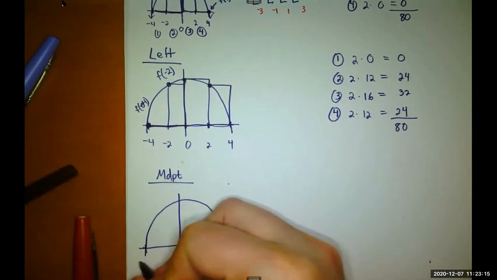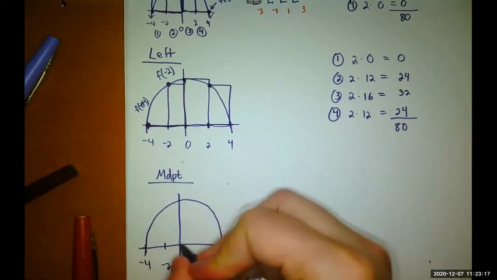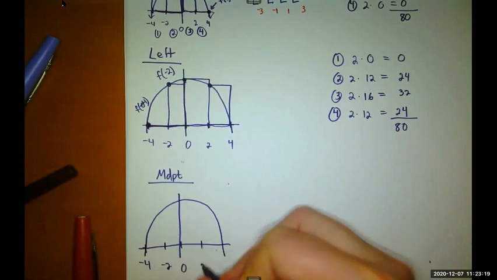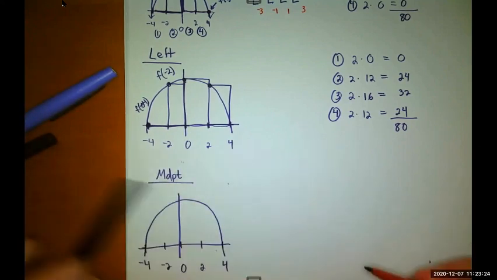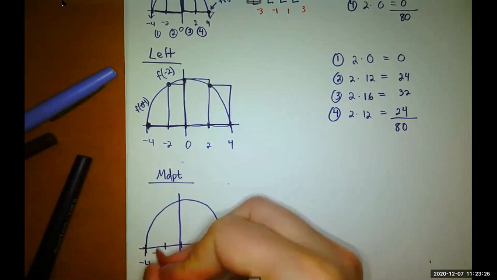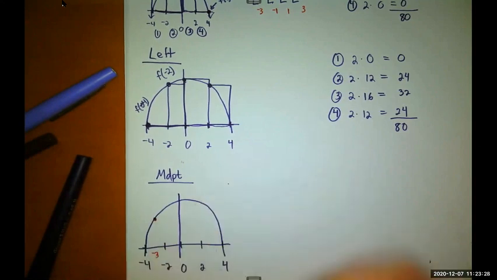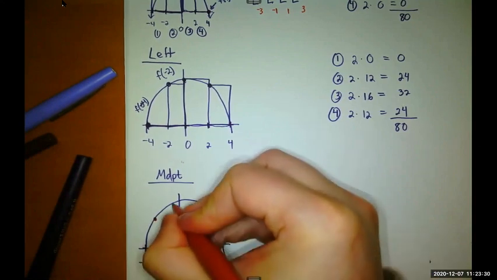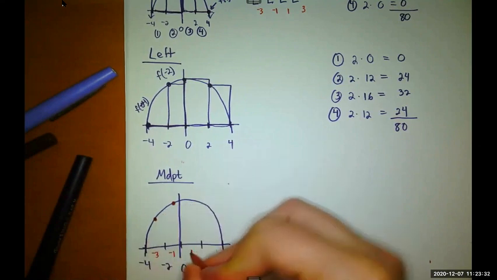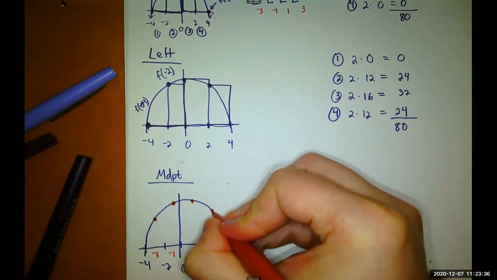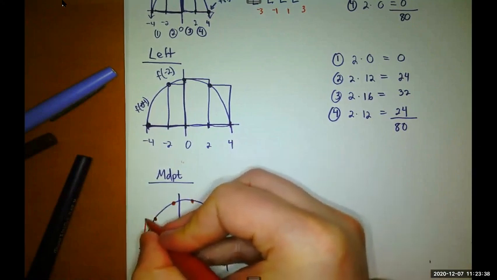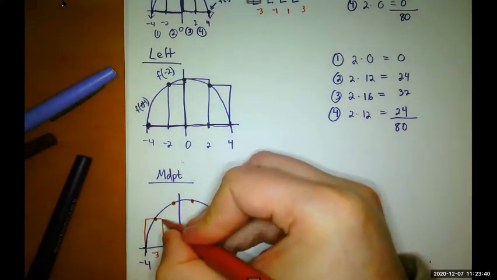So if I've got -4, -2, 0, 2, and 4 on here, we're going to be doing the midpoints at -3. That's my first height. At -1, that's my second height. +1, that's my third height. Positive 3. That's my fourth height. The rectangles look like that.